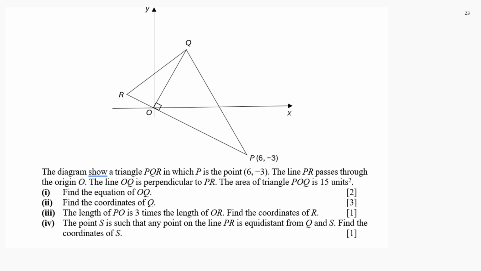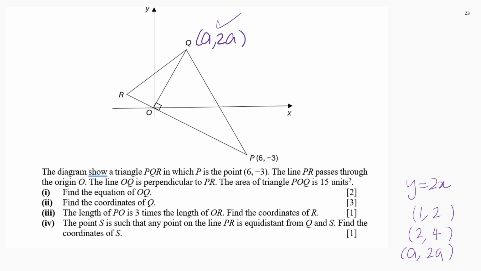Okay, let's look at the second part of the questions, where you are asked to find the coordinates of Q. Right. So since the equation of OQ is y equals 2x, what we are saying is that for any point on the line OQ, if your x coordinate is, let's say, 1, then your y coordinate will be 2. If your x coordinate is 2, your y coordinate will be 2 times 2, which is 4. So if I let the x coordinate of Q be A, then the y coordinate will be 2 times A, which gives you 2A.